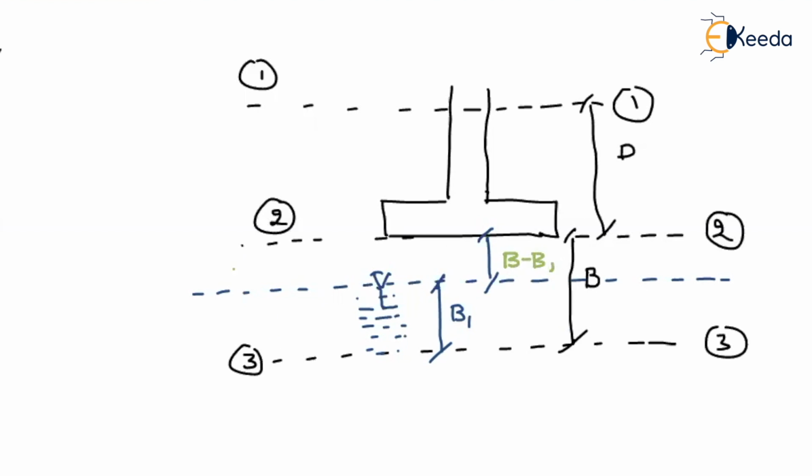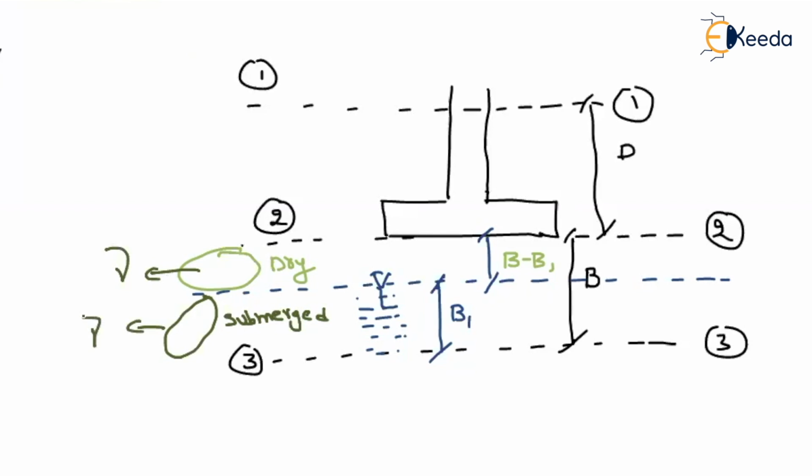That means from here to here, your soil is in the dry state. From here to here, your soil is in the submerged condition. So in the dry condition, you simply take the gamma value, that means the natural condition. But in this portion, as the soil is submerged, you have to consider the submerged unit weight. So how will the equation vary? From here to here, consider the dry state. From B1, consider the submerged condition. Now how is the term B into gamma going to change?